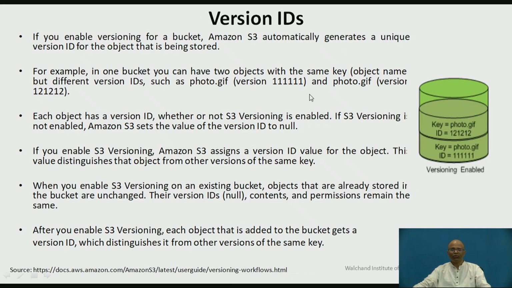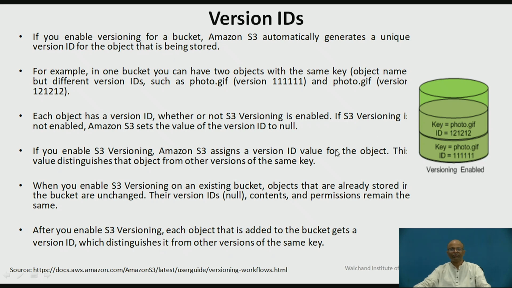So let's understand the version IDs. If you enable versioning for the bucket, Amazon S3 automatically generates a unique version ID for the objects being stored. For example, in one bucket, you can have two objects with the same key, where the key is nothing but the object name, but with different version IDs, such as a photo.gif file which has a previous version as well. If you re-upload the same key, instead of overwriting it, S3 keeps both versions intact within your bucket.